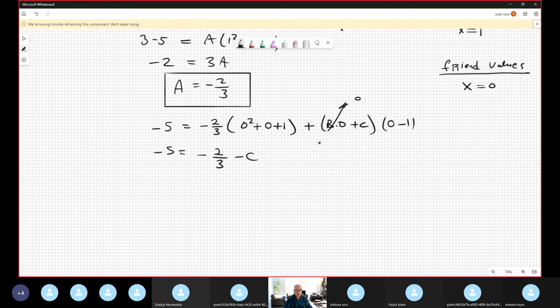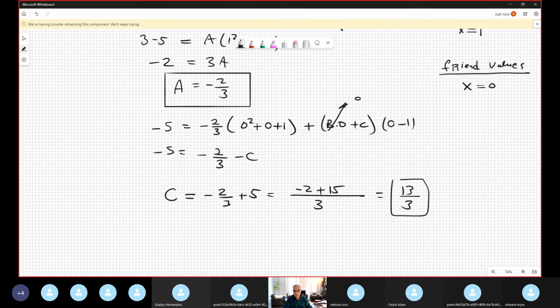Okay, now manipulation. So, I move c to the other side of the equality, minus 2/3 stays, plus 5. LCD is 3, is minus 2 plus 15. We come from 15, 3 times 5. This is 13/3. Oh, cool. This is the C value, but is it negative or positive? Yeah, it's positive.